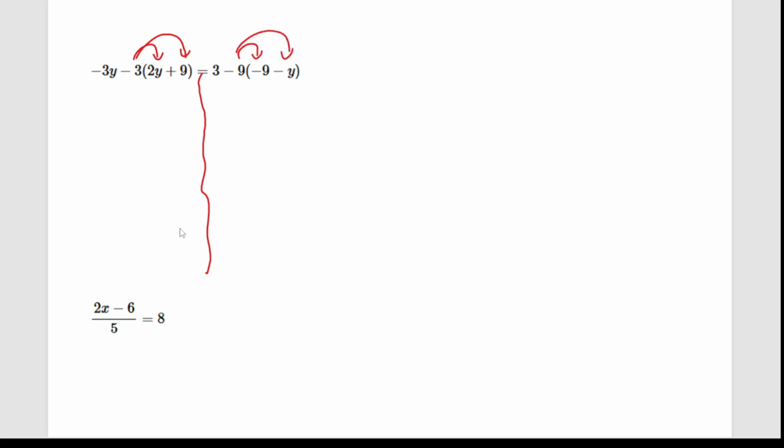So if I distribute, -3 times positive 2y gets me minus 6y, or plus a -6y, or minus positive 6y. Either way, I realized I accidentally said double minus there. -3 times 9 is going to get us minus 27. And then I'm going to just drop down the other 3y. I'm going to do the same deal on this other side, so I'm going to drop down the 3. -9 times -9 gets me plus 81. -9 times -y will give me plus 9y.